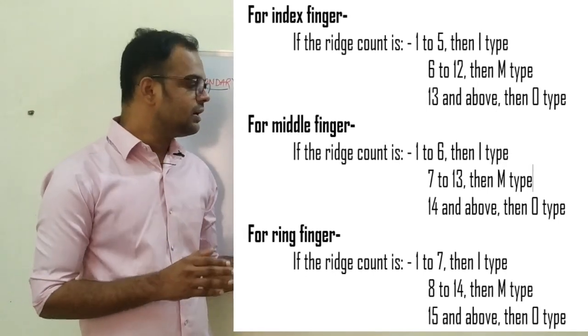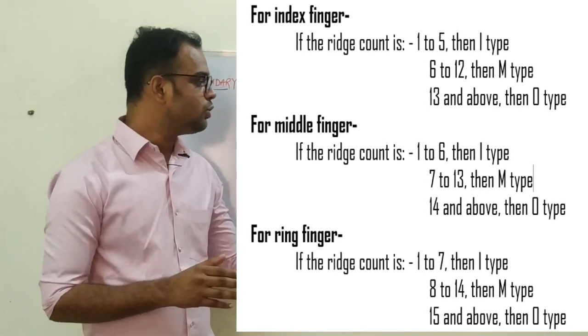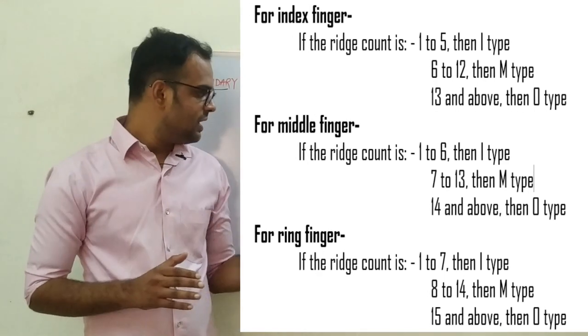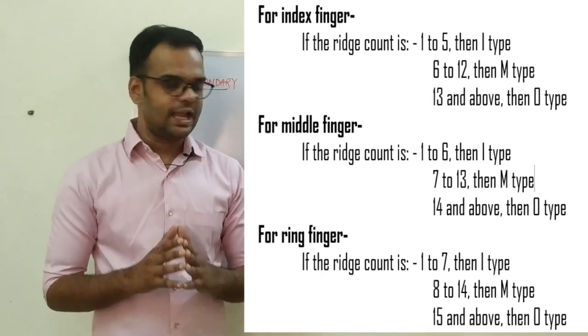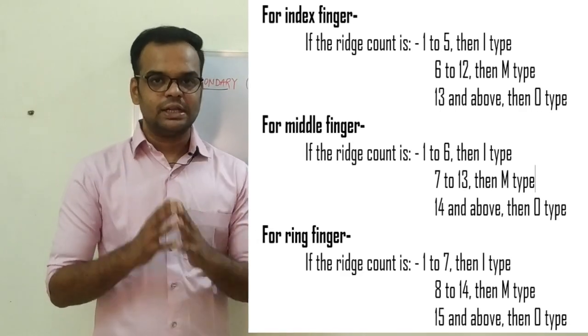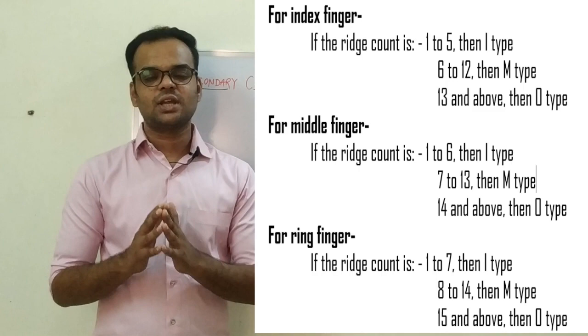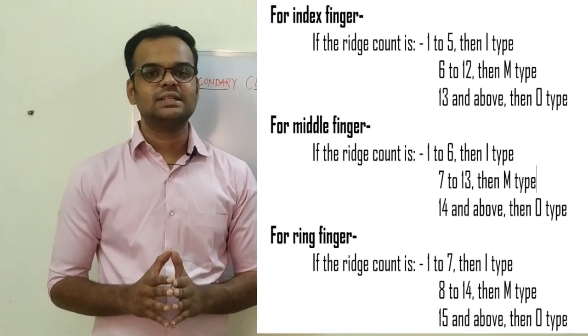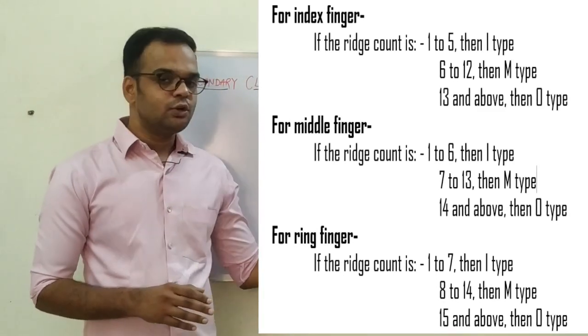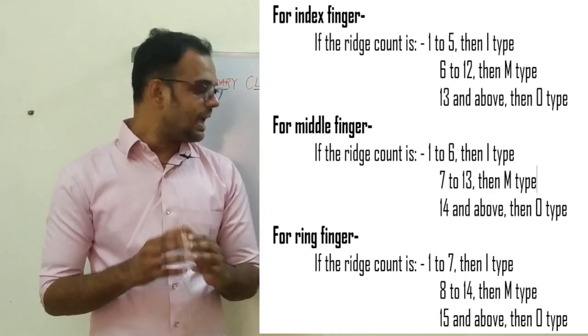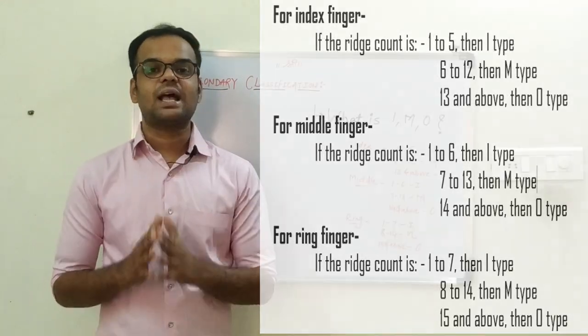For the middle finger, suppose the ridge count is 1 to 6, then it is inner type. 7 to 13, meeting type. And 14 and above, it's outer type. Then for the ring finger, suppose the ridge count is 1 to 7, then it is inner type. 8 to 14, it is meeting type and 15 and above it is outer type.